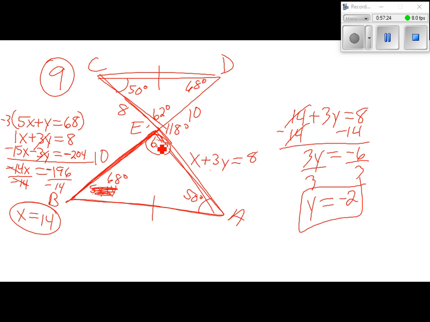So we know that E matches up to what in the top triangle? E. B matches up to what? D. And A matches up to C. So does that one work? Yes. So one of the answers is C. The value of X is 14. Yes. So another answer is D.